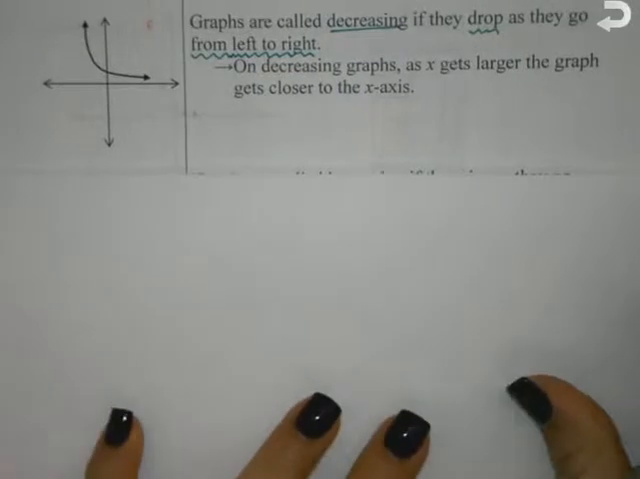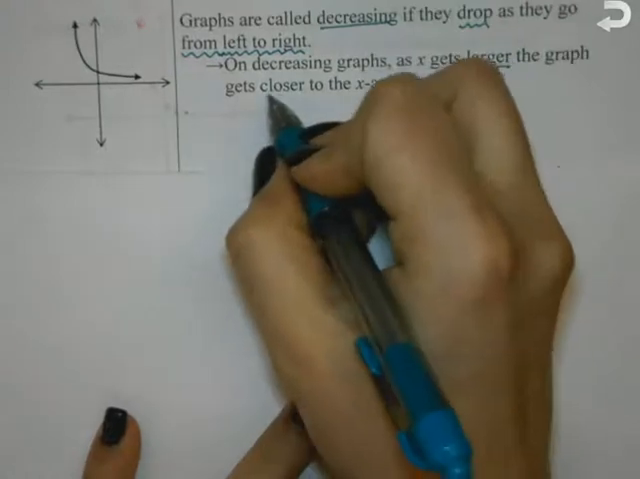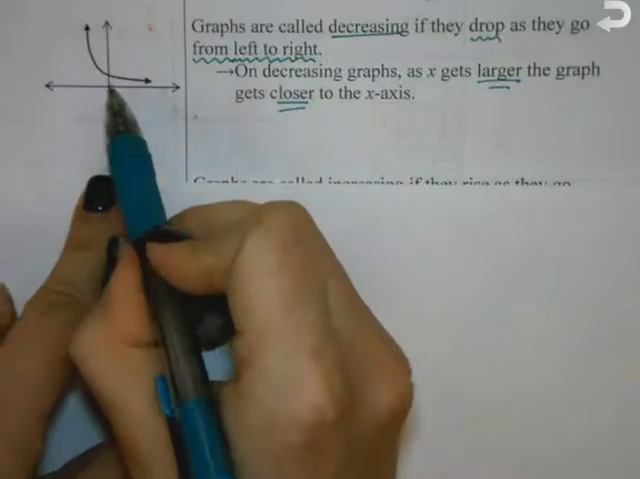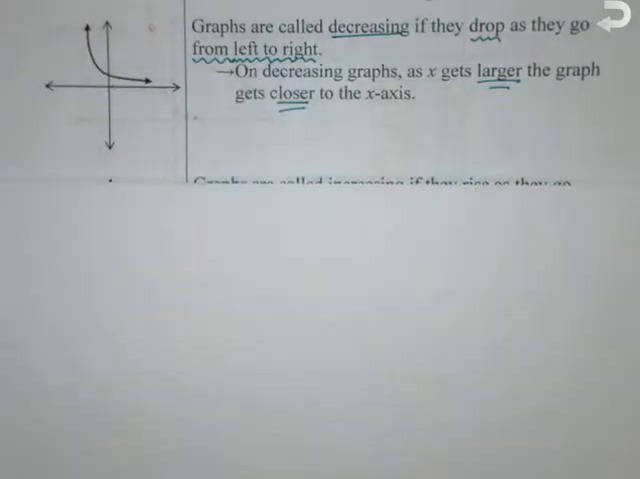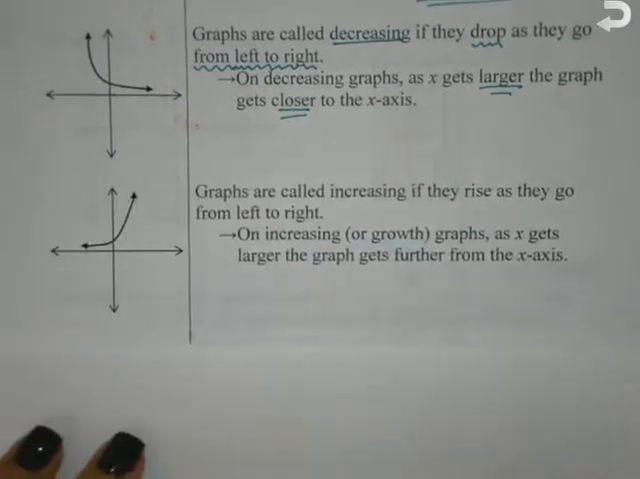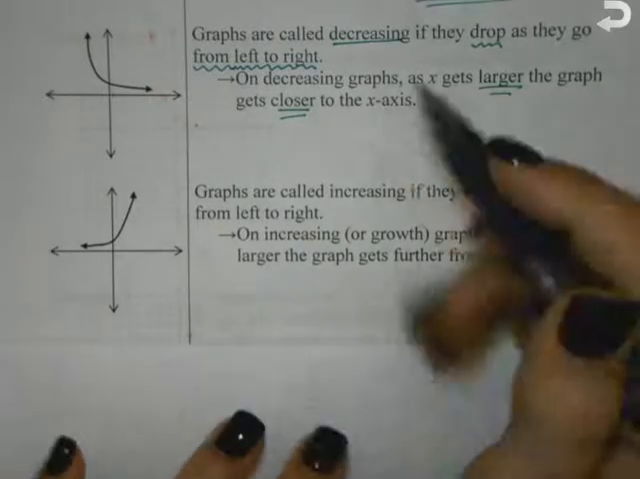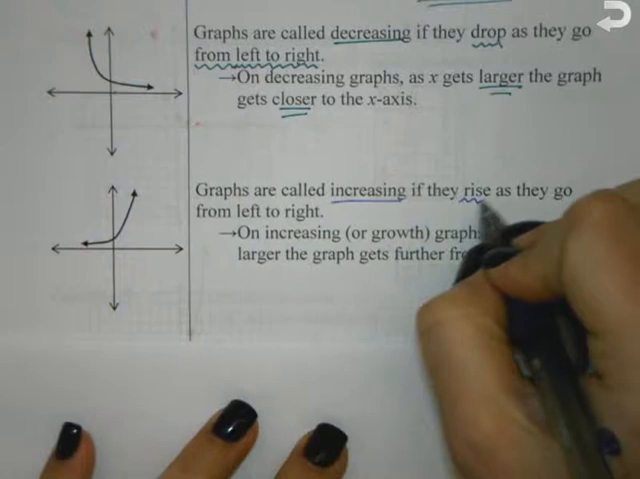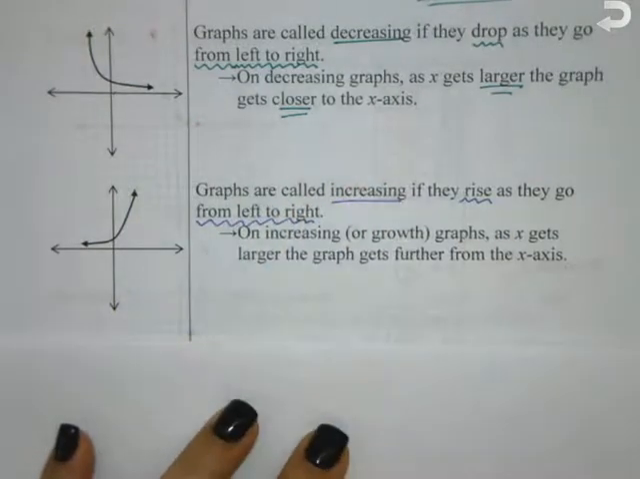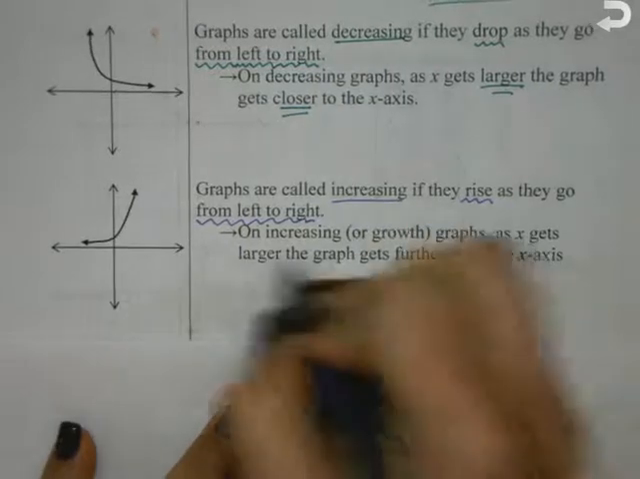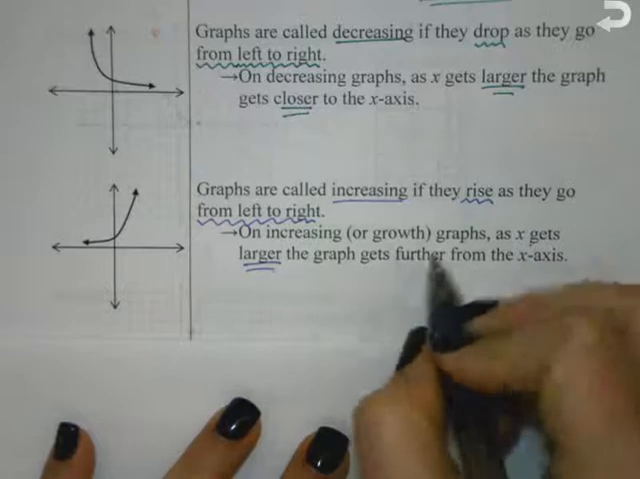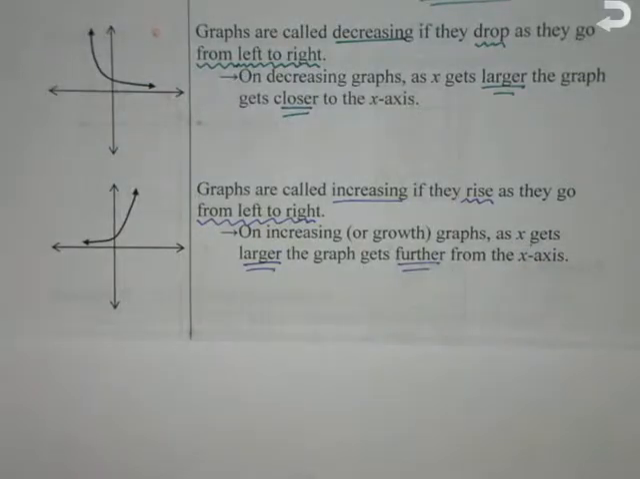On a decreasing graph, as x gets larger, the graph gets closer to the x-axis, which should make sense. As you're moving towards the right where the x's are bigger, your graph is getting closer and closer to that axis. That's why it's called a decreasing graph. Exactly the opposite, the one that's getting bigger as we go along, is called increasing, if the graph rises as it goes from left to right. On increasing, or we also call them growth graphs, as x gets larger, so as we move to the right, the graph gets further from the x-axis. So as x gets bigger, your graph gets bigger or further from the x-axis.